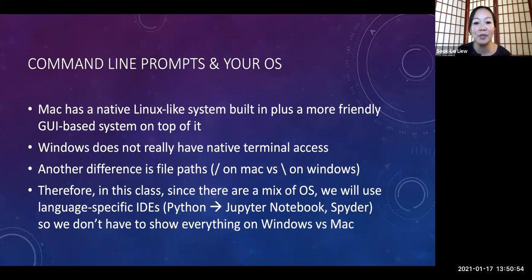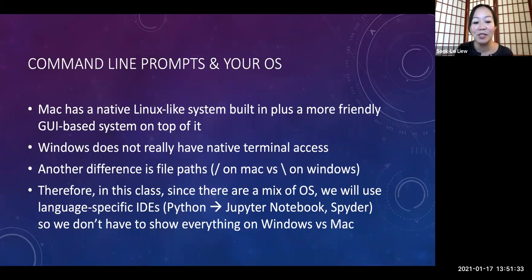So there's a few differences in terms of your operating system and command line prompts. And so that's why we're not going to go too far into it, because otherwise we'll have to talk about everything one way on Windows and then another way on Mac. But basically, Macs have what's called a native Linux-like system, so it's a native terminal as well. So we can do a little bit more from the command line using a Mac. Windows doesn't really have native terminal access. It has something else called command prompt, or you can type from the start button CMD, and it will open up a command prompt window, but it doesn't accept the same commands that a native terminal does. So it's a little bit different.